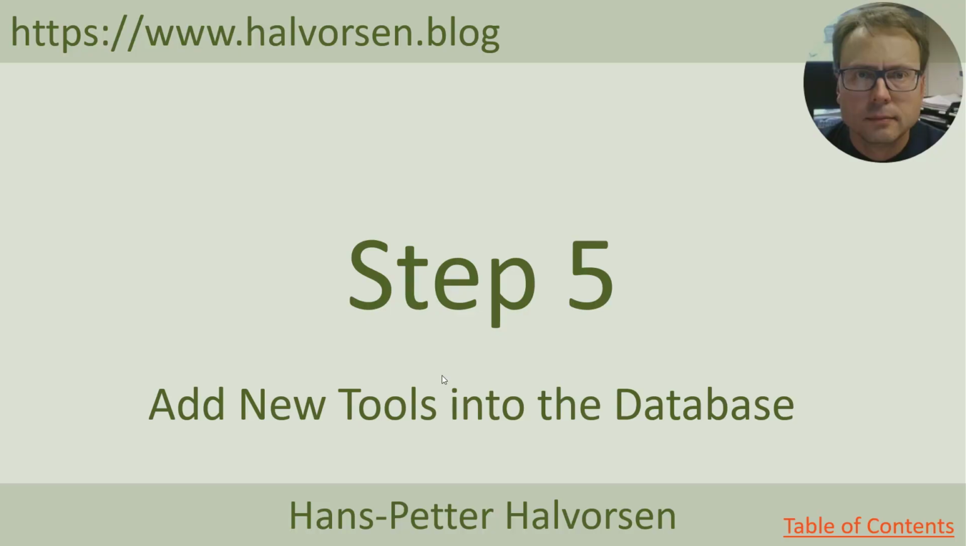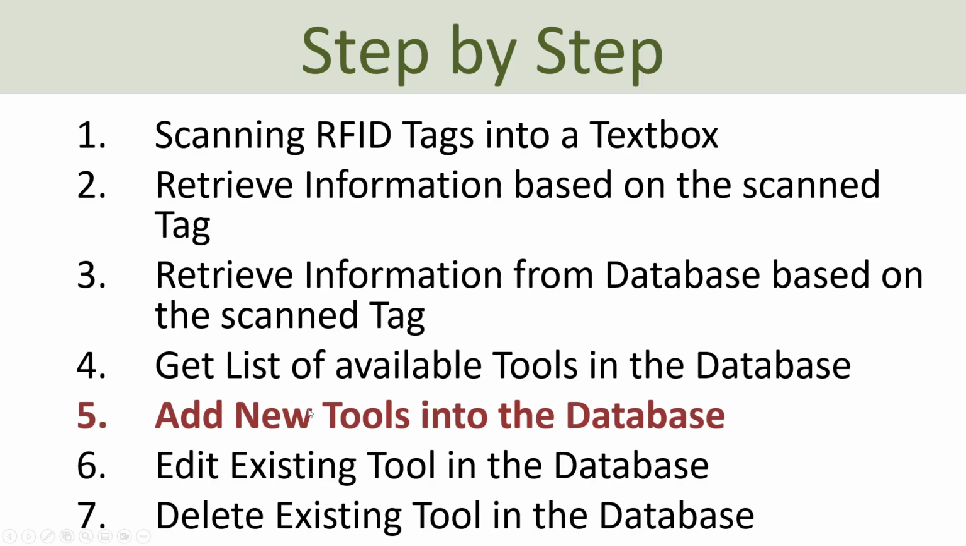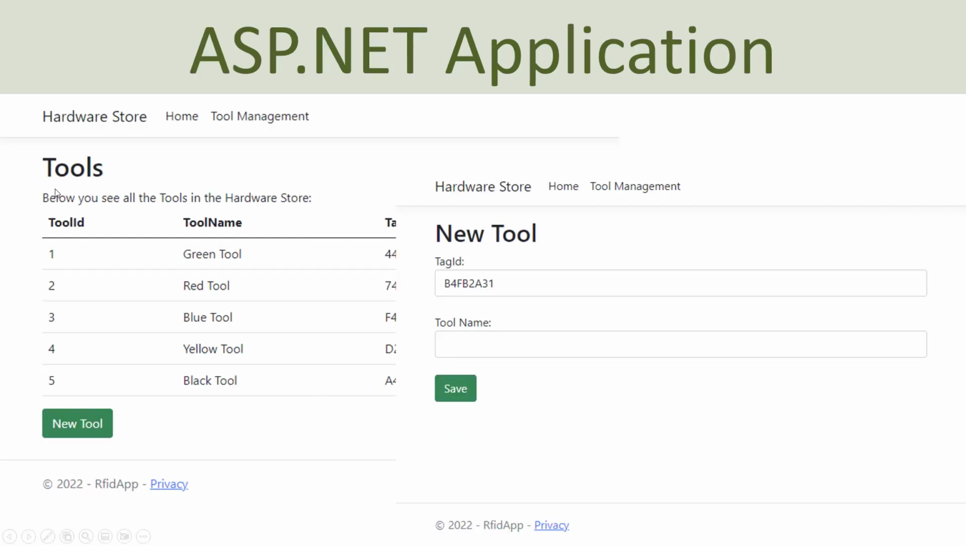So then let's go to the next step of this ASP.NET Web Application. Step number 5 is to add a new tool into the database from the graphical user interface. So then we have this list of tools. Now I have added a button called New Tool, and when I click this button, a new web page appears with the title New Tool, and then I can add a new tool and store it into the database.